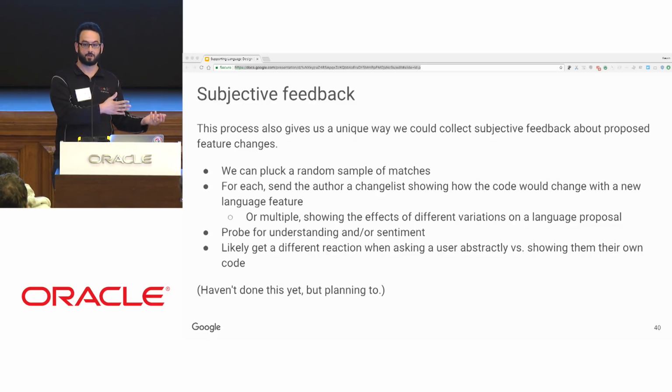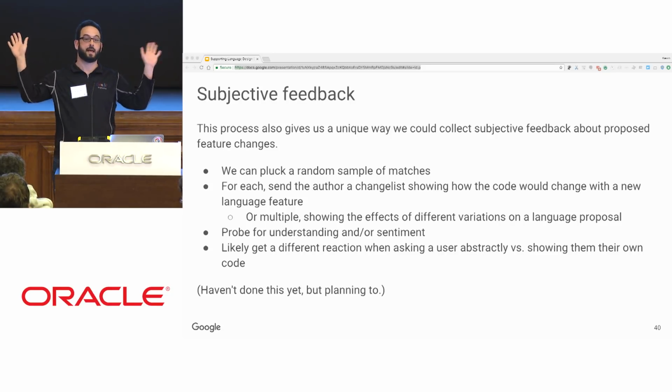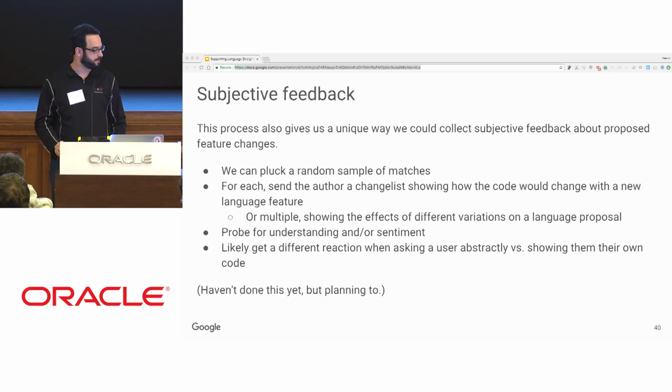We could say, here is a change list that converts your code to use the new feature under this variation of how it's proposed, and under that variation of how it's proposed. What do you think of the difference? And I think the more that people can express their opinions in some context, probably the better, as opposed to just off the top of my head, I think I like A versus B.